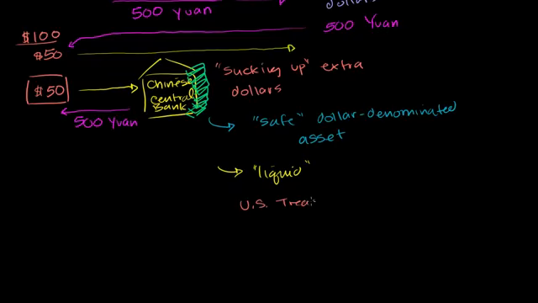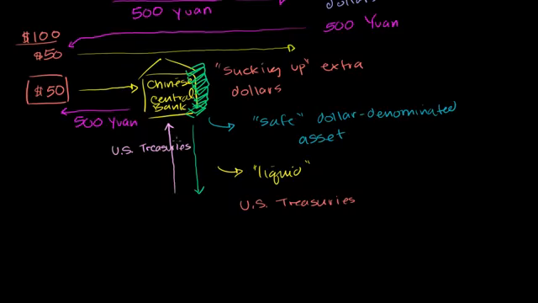US Treasuries. And this isn't the only thing they will do, but this is the great majority. So what the Chinese central bank does with all of these excess dollars, it essentially buys US Treasuries. It sends the dollars to the people who are holding the US Treasuries, and then it gets US Treasuries in return.